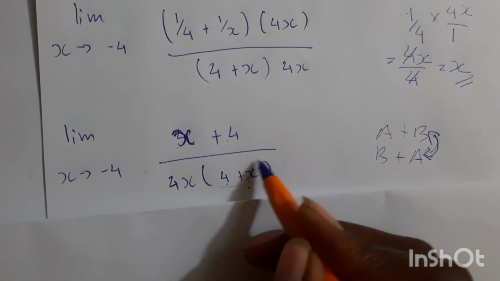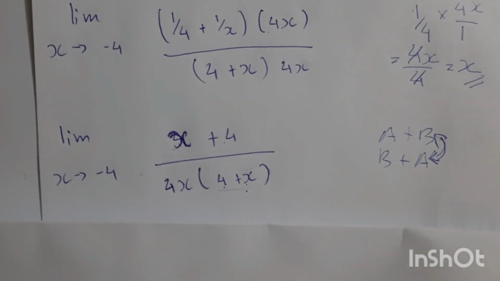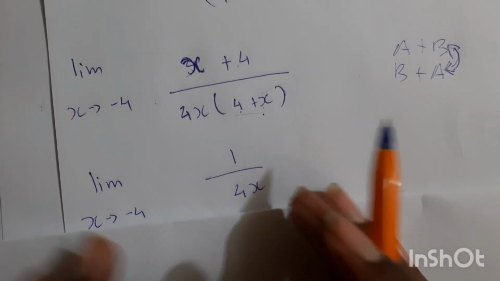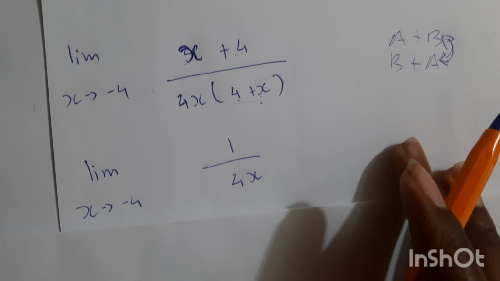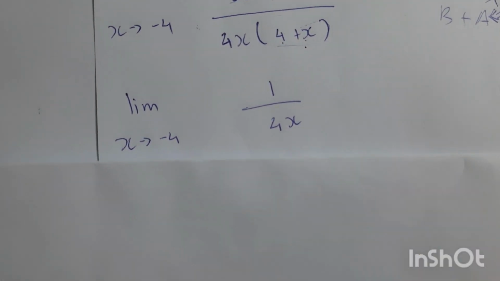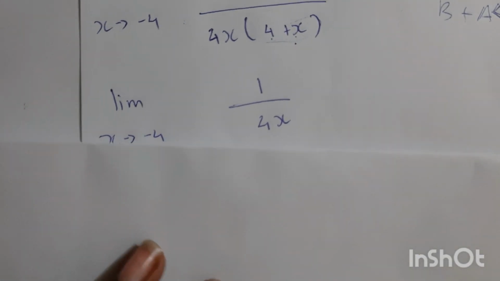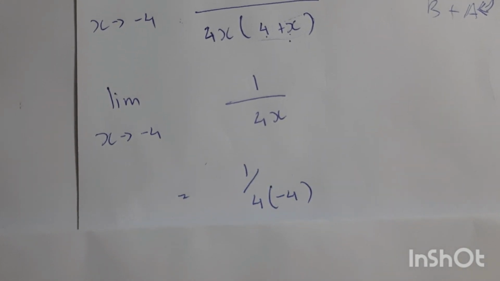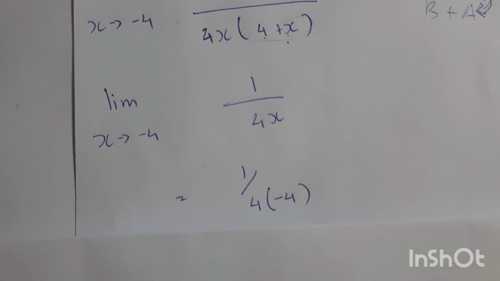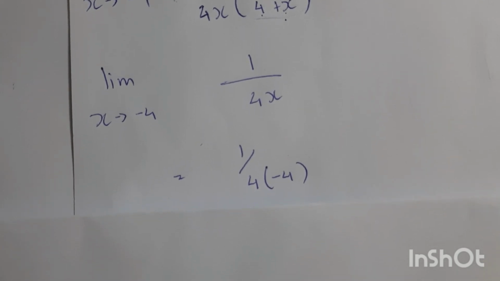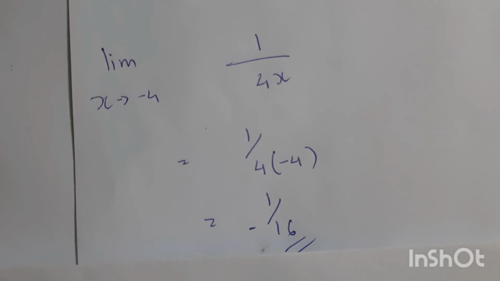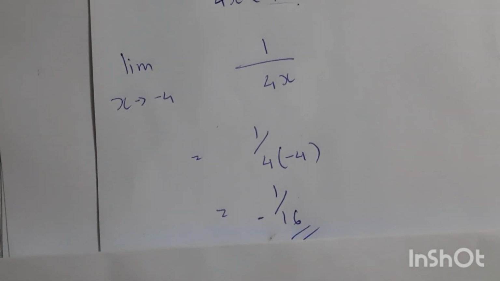Because they are the same thing, they'll cancel each other out, leaving you with a 1 at the top and a 4x in the denominator. At this point, we now have the right to replace. Wherever there's an x, we put a negative 4, and it gives us 1 over 4 times negative 4, which will give you 1 over negative 16. And that is our answer for K.